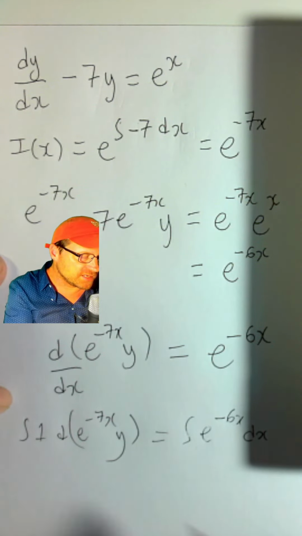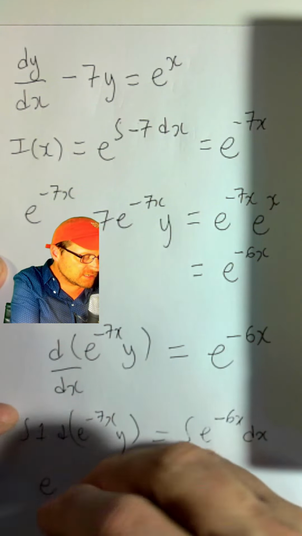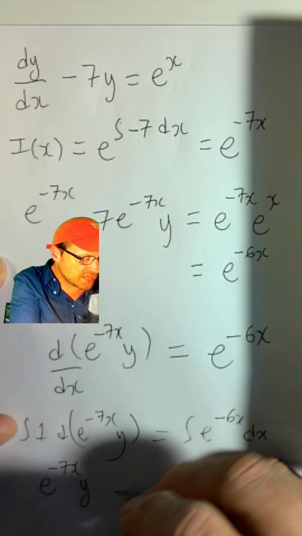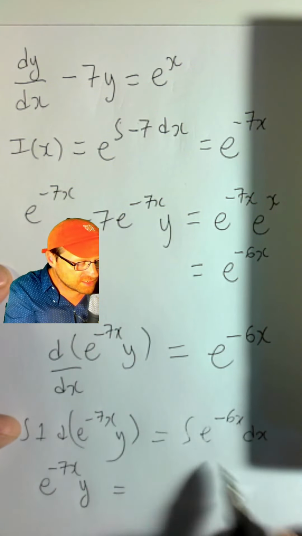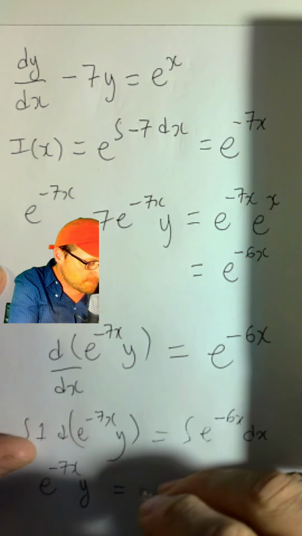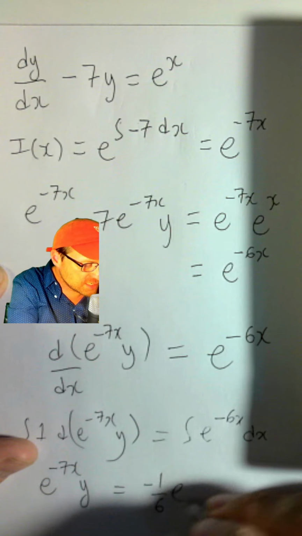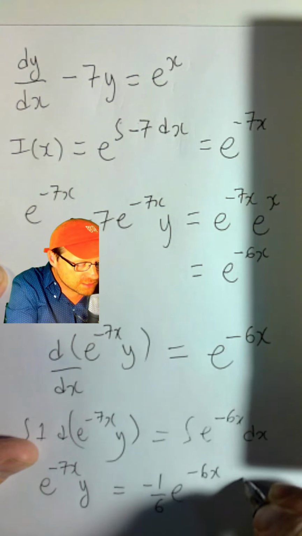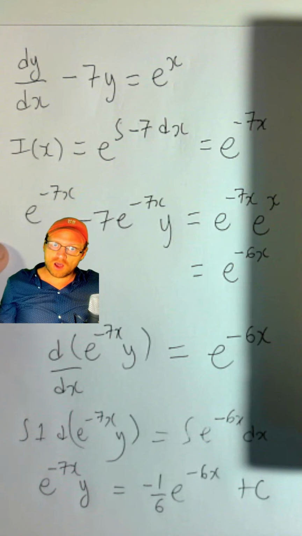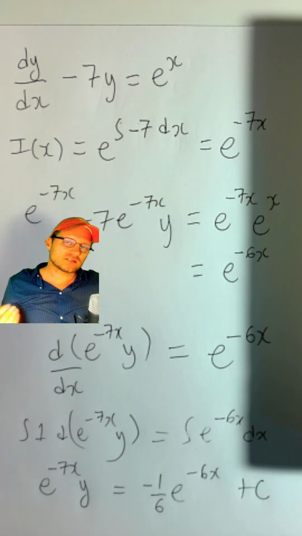Okay, and so now we integrate each side. The left-hand side is easy. We just have e to the minus 7x times y. And on the right-hand side, the integral of e to the minus 6x with respect to x is minus 1/6 e to the minus 6x plus c. Okay, so we just have to multiply throughout by e to the 7x, and we're done.